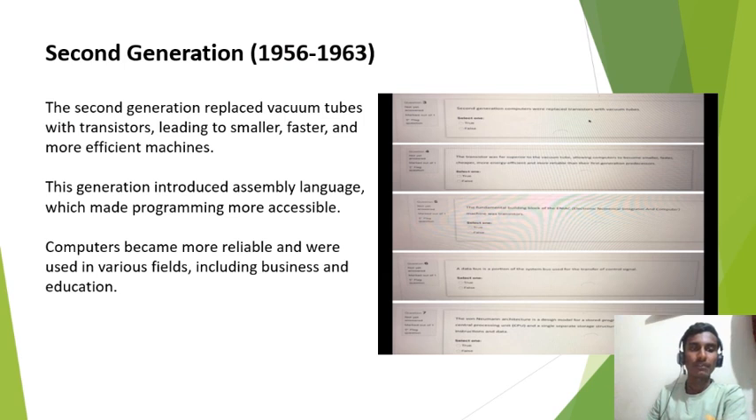Second generation, from 1956 to 1963. The second generation replaced vacuum tubes with transistors, leading to smaller, faster, and more efficient machines. This generation introduced assembly level language, which made programming more accessible. Computers became more reliable and were used in various fields, including business and education.